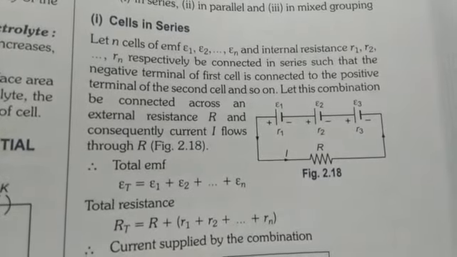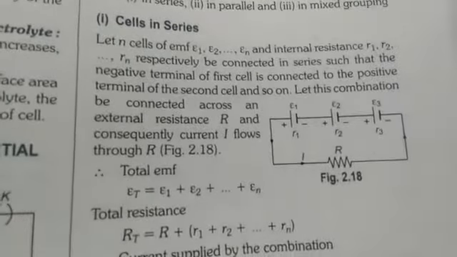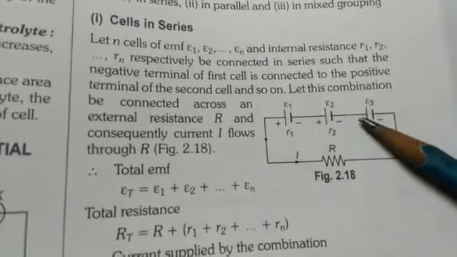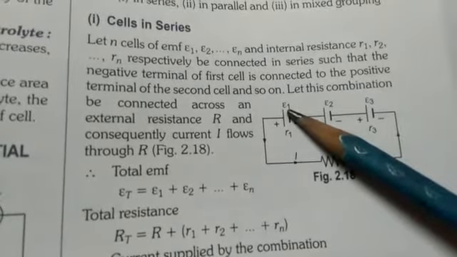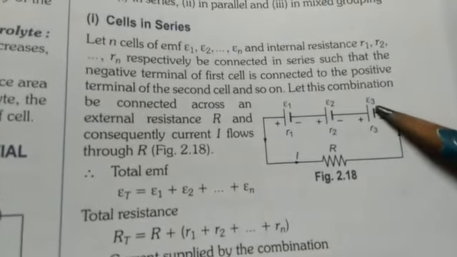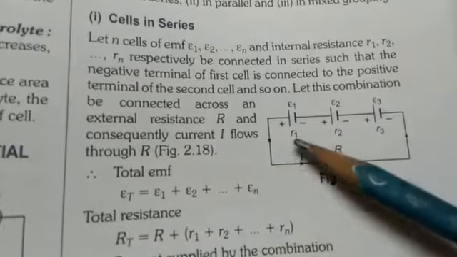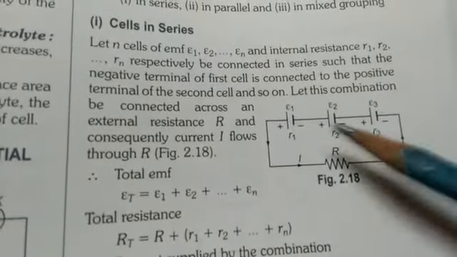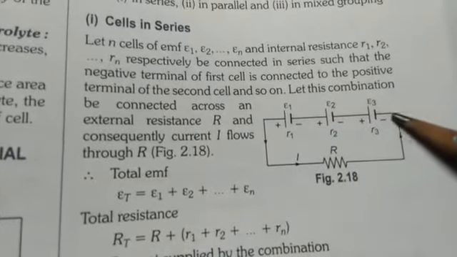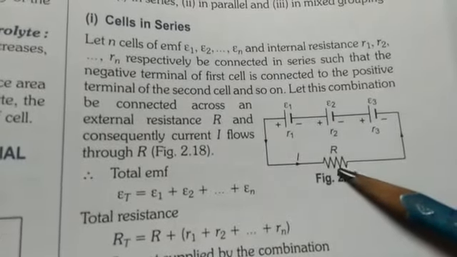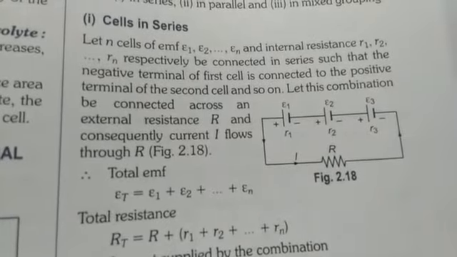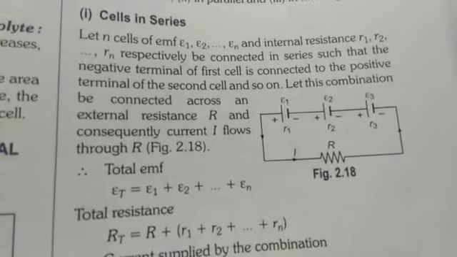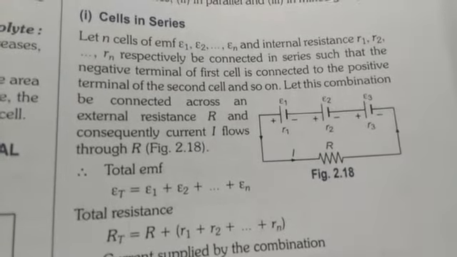Okay, here you can see figure 2.18. Here you can see three cells having the EMF values E1, E2 and E3 and internal resistances R1, R2 and R3 respectively. These three are connected in series with an external resistance. The negative terminal of the first cell is connected to the positive terminal of the second one.